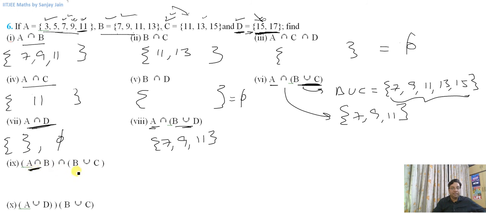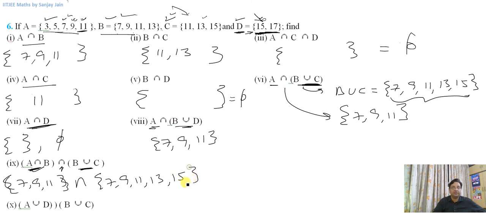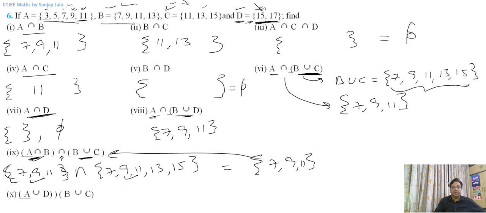And this one, A intersection B, and then I'll take intersection with B union C. So let me write A intersection B first. A intersection B will give me 7, 9, 11. And then I'll take intersection with B union C, which is 7, 9, 11, 13, 15. Right? Now what is common in these two sets? 7, 9 and 11. So your answer will be 7, 9, 11. Answer for this one. Alright.